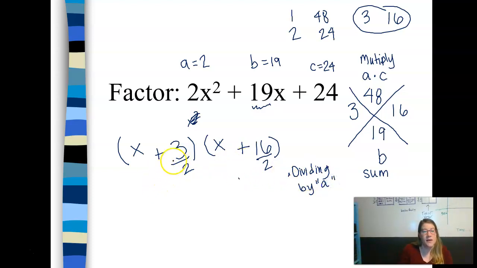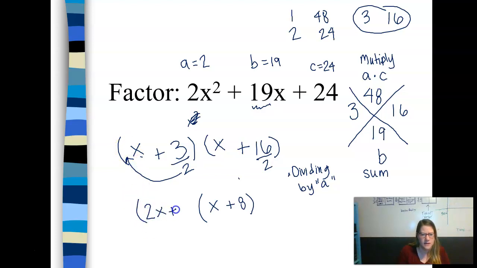Now if a goes evenly into the number above it, we're just going to go ahead and divide it. So on this second one here, we can just divide 16 by 2. That equals 8. On this other side, 2 will not go evenly into 3, so instead of dividing or leaving it like that, we're going to take the 2 and move it out in front of our x. So here's our factored form of 2x squared plus 19x plus 24.